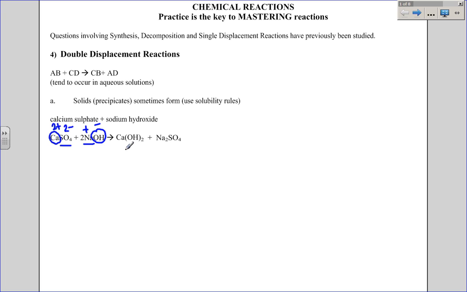The solubility rules are used to determine the precipitate, and the equation is balanced using our normal rules.